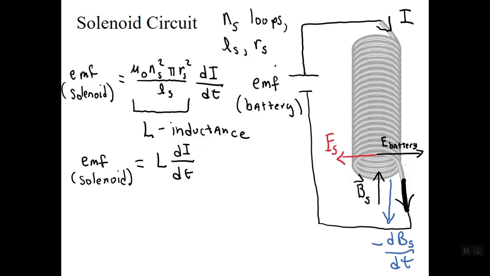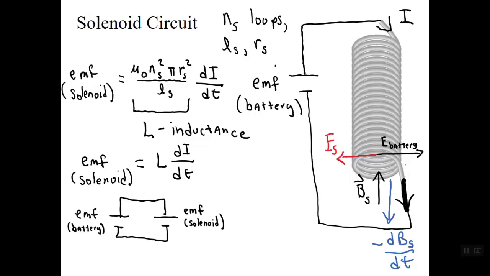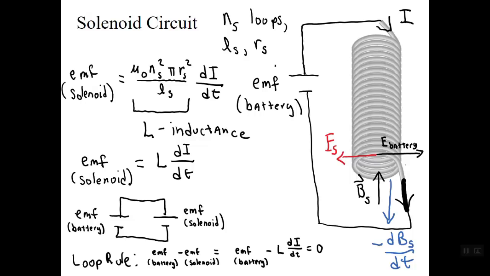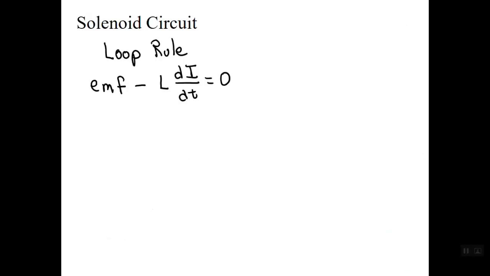Let's represent this circuit more abstractly as so. Applying the loop rule here, we obtain the following expression, which, as we know, for the round-trip change in potential differences around the circuit must sum to 0. Let's summarize, starting with rewriting the loop rule here.